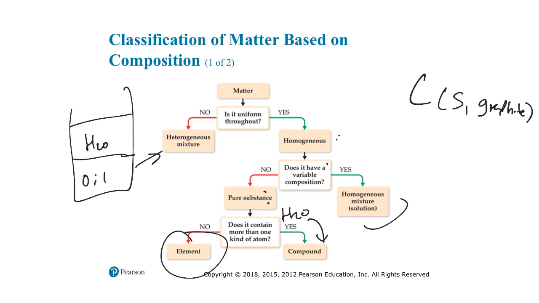So the pure substance, it's kind of hard to assess that just by looking at the substance. Same thing with the variable composition, but usually whether the matter is uniform throughout is something you can assess just by looking. So we have to have some sort of chemical knowledge about the variable composition and whether or not it's a pure element or a pure compound.